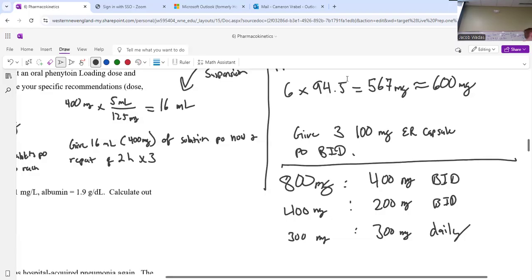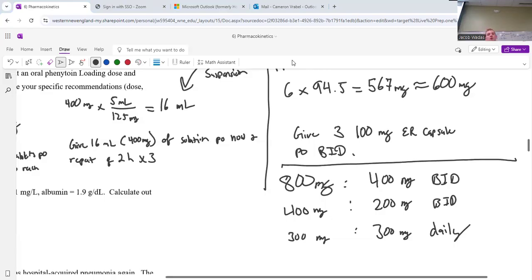Yeah, so your maximum loading dose is 400 milligrams at once, and then you have to split it. Any questions on the Zoom? Hi, yes, I have a question. I don't know if we will be asked this, but what if we get a maintenance dose of 500? How would we split that?